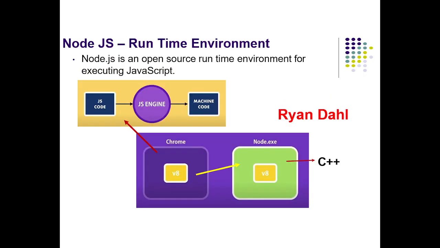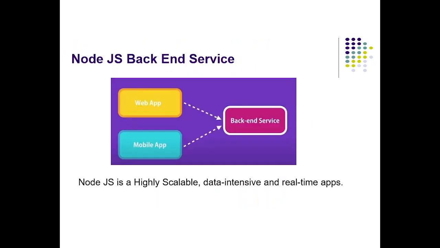Now we have to know what the Node.js runtime environment is. Node.js is an open source runtime environment for executing JavaScript. As you can see, the JS code is connected with the JS engine and the machine code, and it is connected via the Chrome browser and then with an extension in C++, which was developed by Ryan. For backend services, we are going to use web applications and mobile apps. It is highly scalable and data intensive for real-time applications.